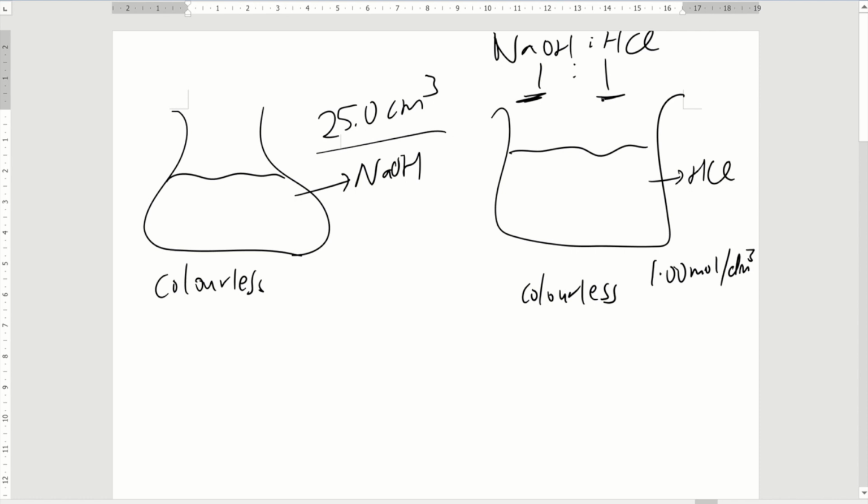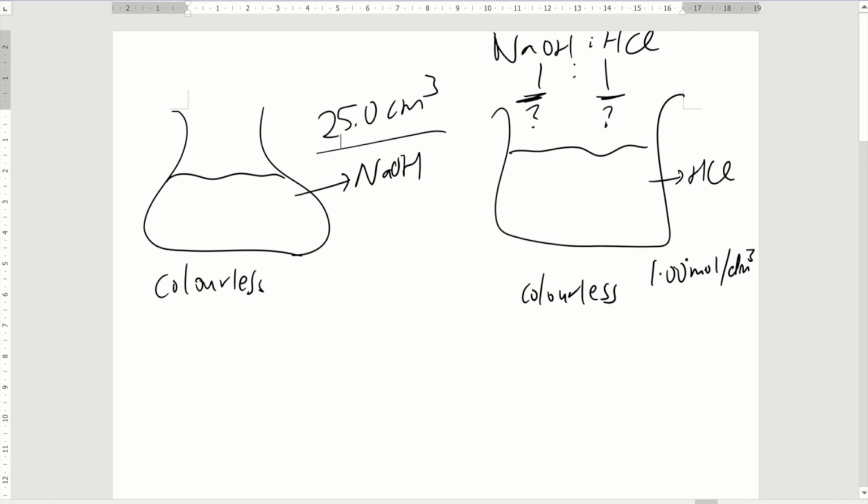I can calculate the number of moles of my HCl, and then use the mole ratio to calculate the number of moles of my NaOH. So if that's the case, since they're colorless, how do I react them together? And I don't know the volume of HCl. So how much to react them so that they are neutralized completely?